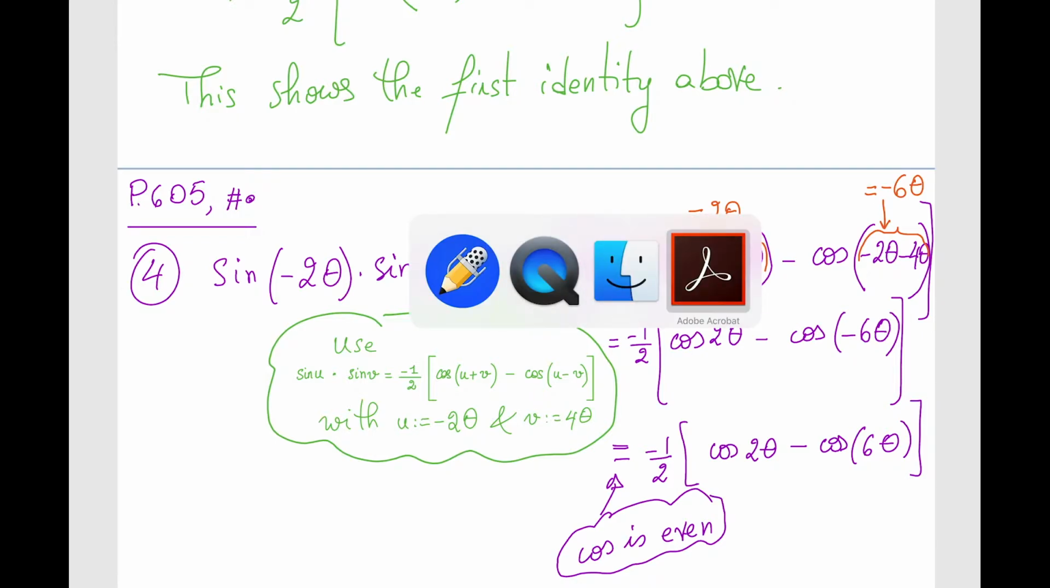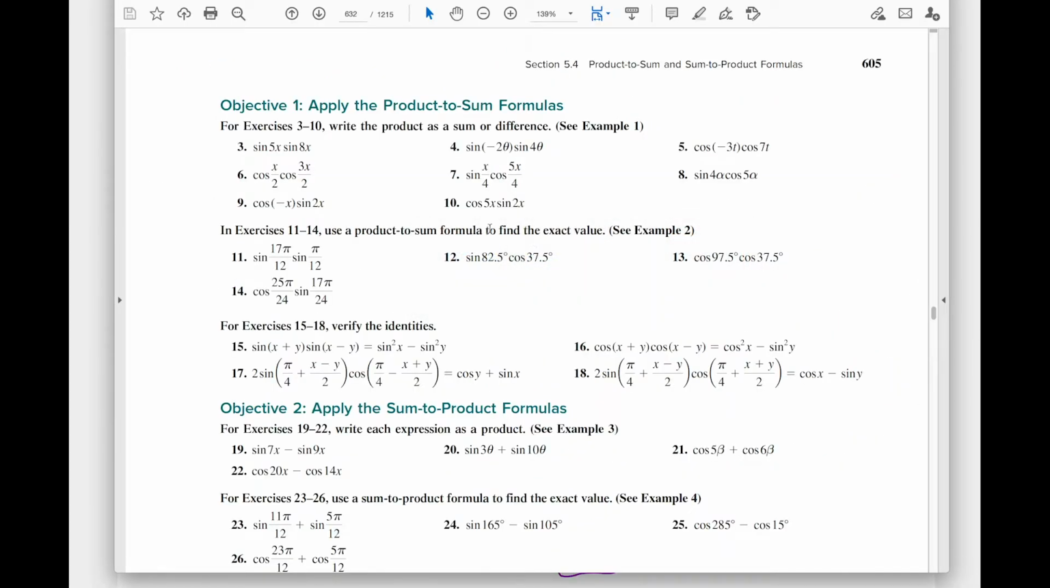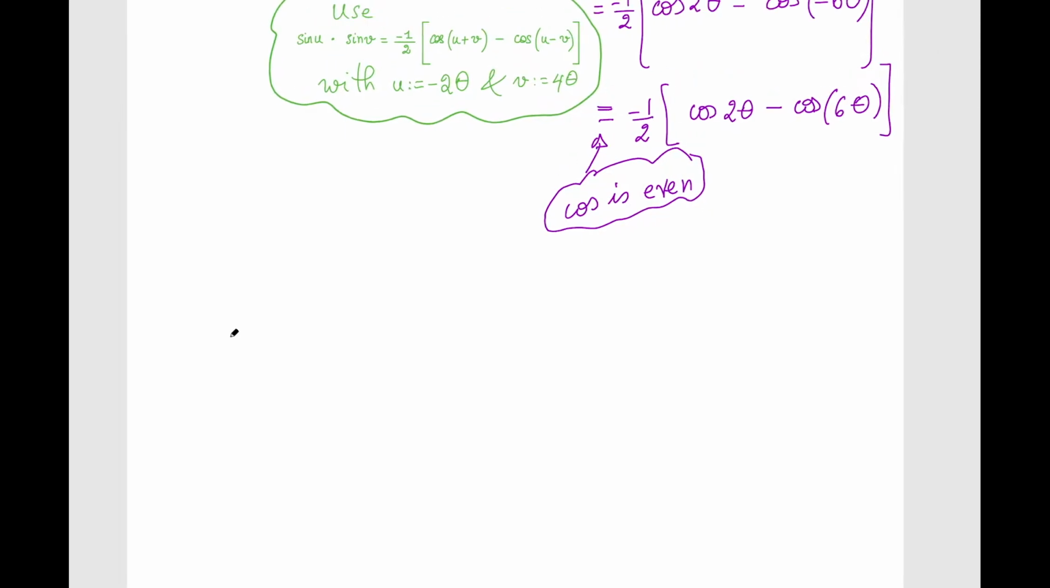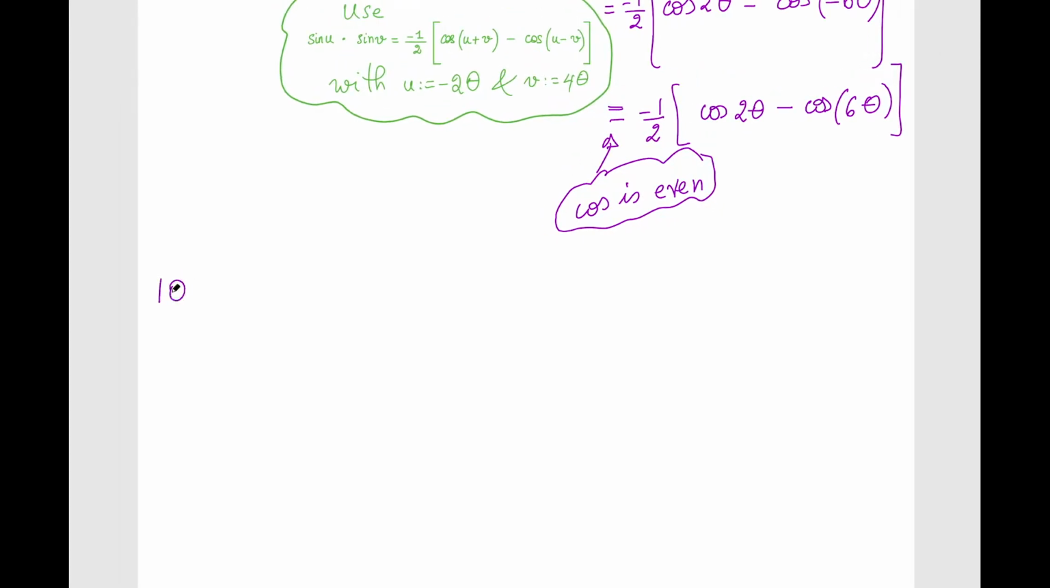Okay, let's go back to the book. Let's do another problem like this. So we did 4. How about 10? Cosine of 5x times sine of 2x. So number 10. Cosine of 5x times sine of 2x. So we're gonna write this product as a sum or difference.